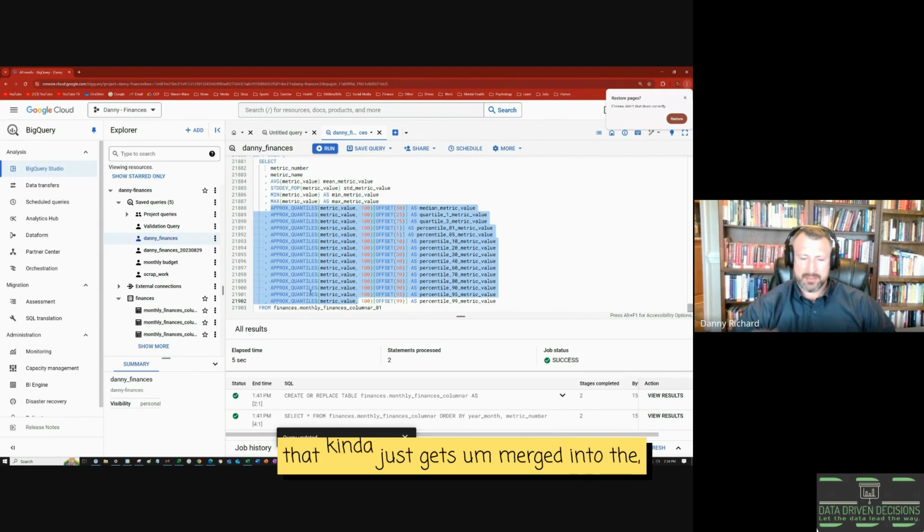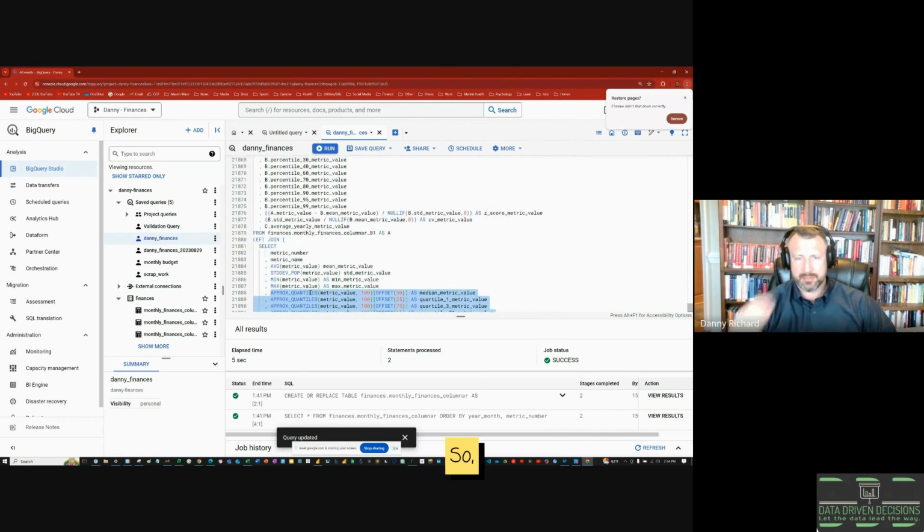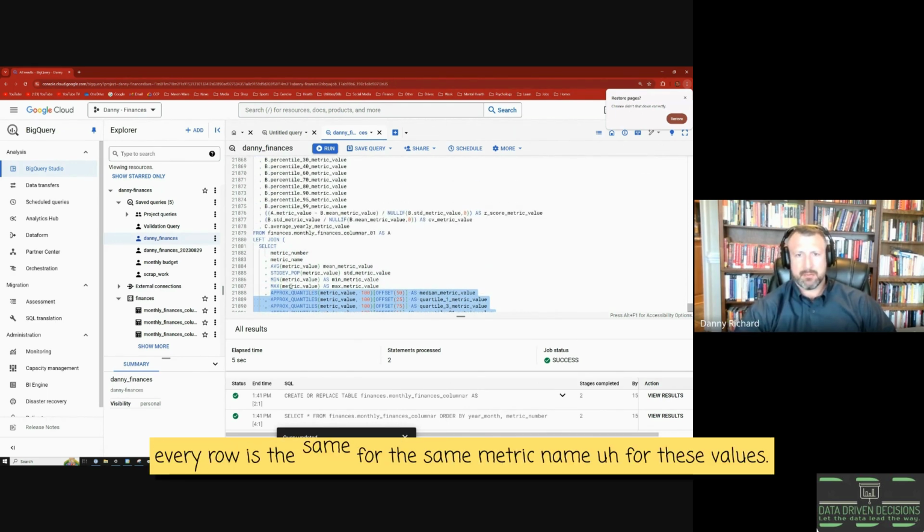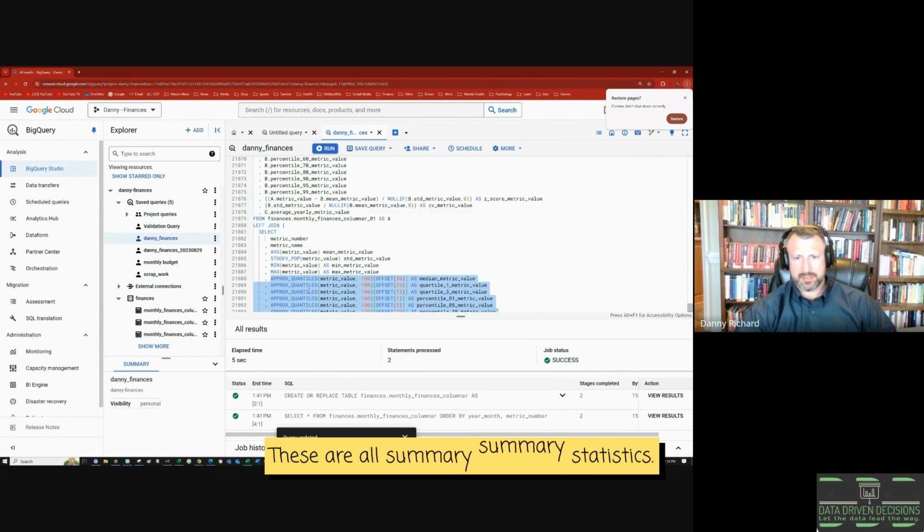And then that kind of just gets merged into the main table. So every row is the same for the same metric name for these values. These are all summary statistics.